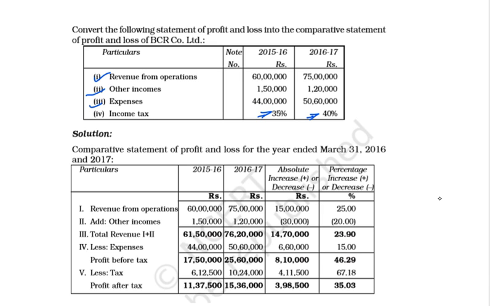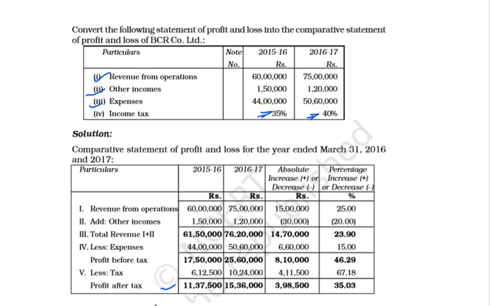Check here, the format is like this: revenue from operations, then add other income. What are the incomes available? Add all those things, then add these two, and we get the total revenue. From the total revenue, deduct all expenses. What are the expenses available in front of us? Deduct all expenses, and after that we get profit before tax. Then how much is the tax rate? We have to calculate the tax and deduct that also. Then we will get the profit after tax.